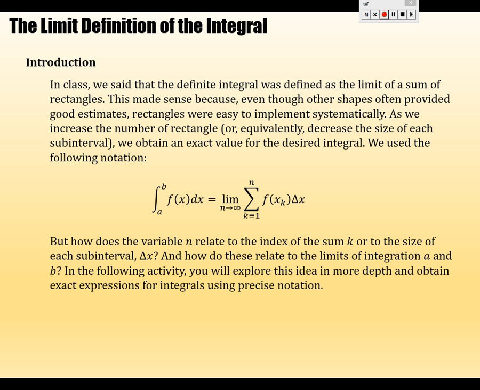But how does the variable n relate to the index of the sum and the size of each subinterval delta x? And how does this relate to the limits of integration a and b? In the following activity, you will explore this idea in more depth and obtain exact expressions for integrals with precise notation.